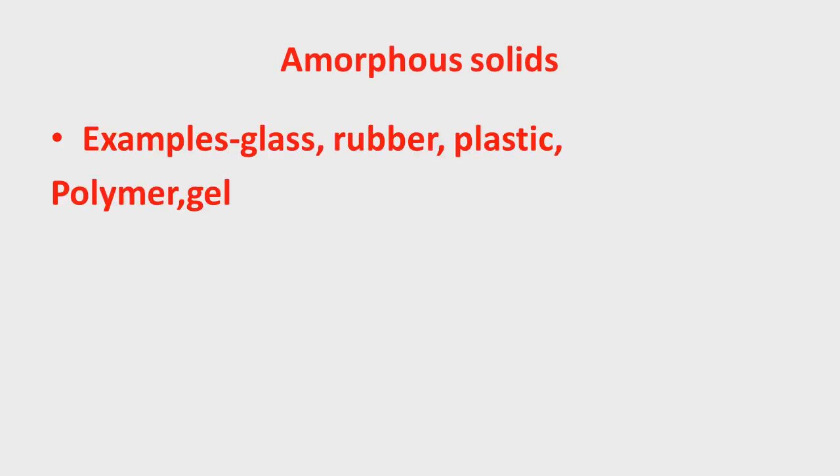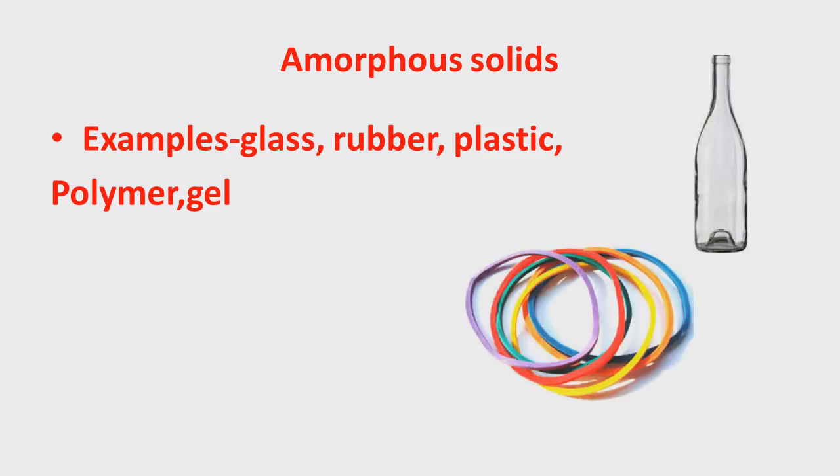Now we will see some examples of amorphous solid also. Metallic glass, rubber, plastic, polymer and gel, these are the examples of amorphous solid, where the constituent particles are not arranged in a definite pattern, meaning the arrangement of constituent particles will be irregular, and therefore we call it an amorphous solid. Here in case of this metallic glass or rubber, the constituent particle arrangement will be irregular, and therefore we consider it an amorphous solid.